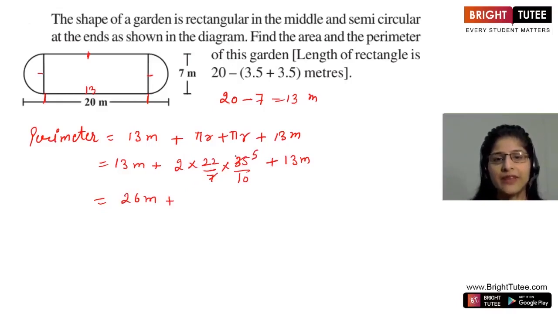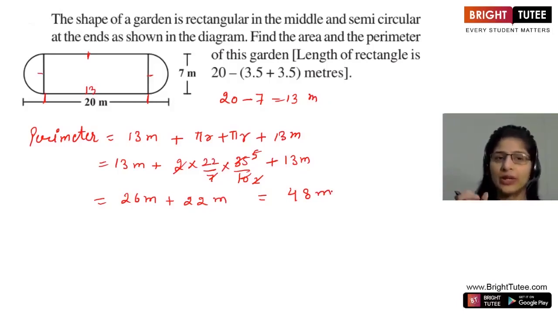13 and 13 is 26, plus, just see, 7 5s are 35. Okay, let us multiply. 5 2s are 10, or you can just write 5 1s are 5, 2s are 10, 2 and 2 got cancelled. We are left with 22 meter. So just add them. 6 and 2 is 8, 2 and 2 is 4. 48 meter is the perimeter for this garden.